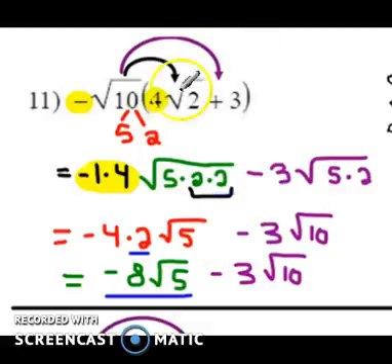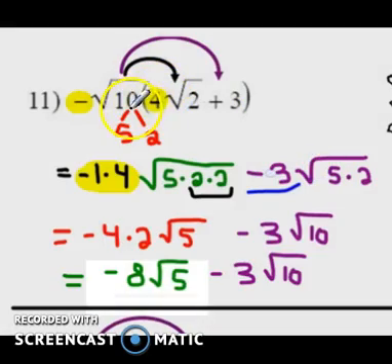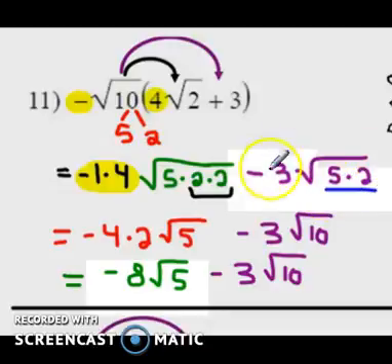Then I'm going to multiply negative 1 times 3. So I am going to keep this as negative 3. Then under the radical, 5 and 2 don't come out. So that's going to say square root of 10.